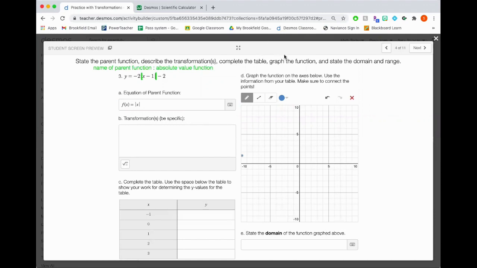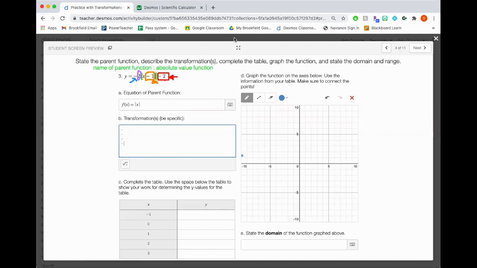There's a lot of things happening to my parent function here. I have a negative. That's one transformation. I have a 2. That's another separate transformation. I have a -1 inside my absolute value bars. That's a third transformation. And I'm running out of colors. I have a -2 on the outside of my absolute value bars. That is a fourth transformation. So there are 4 transformations here.